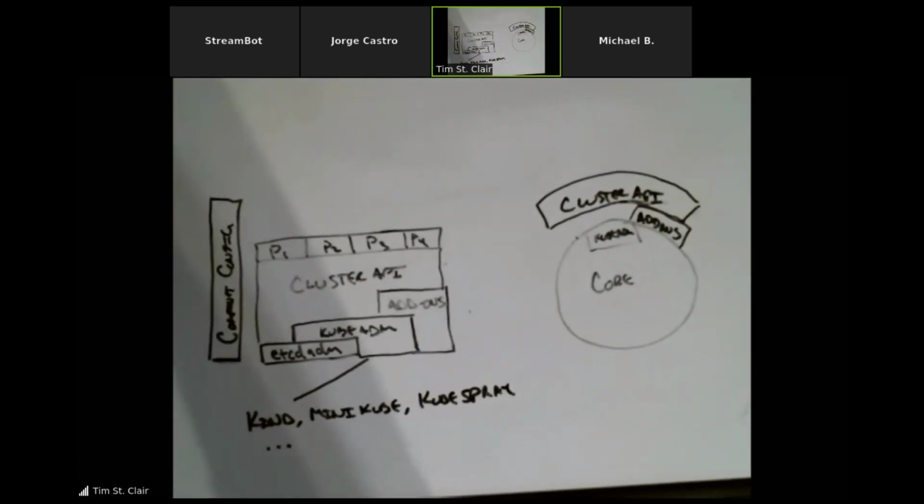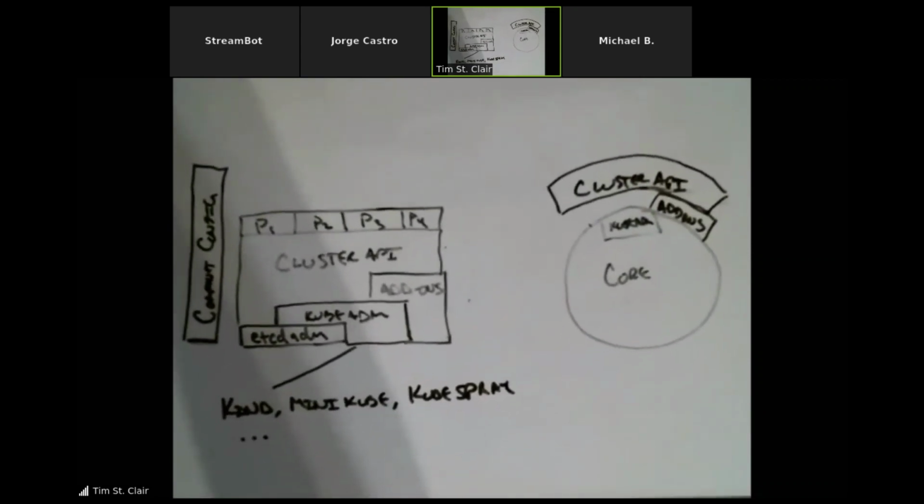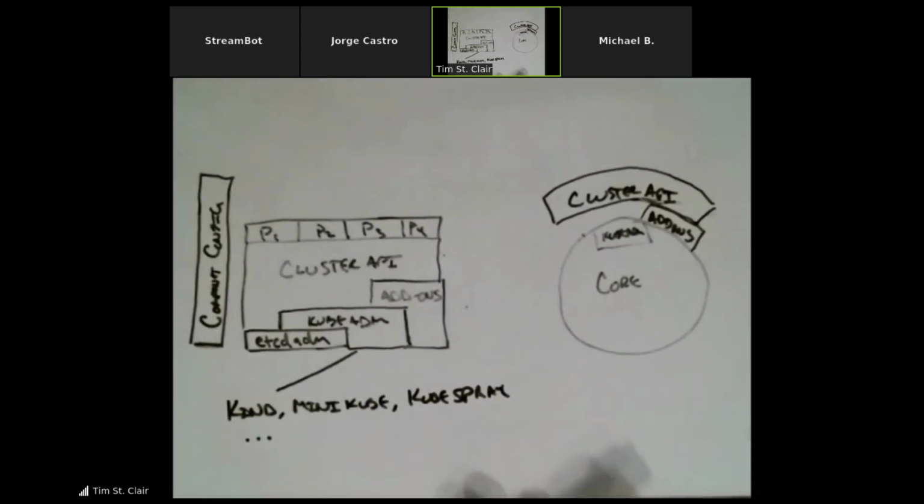Hopefully folks can see this. If you can't, feel free to speak up and I'll try and zoom in even more.